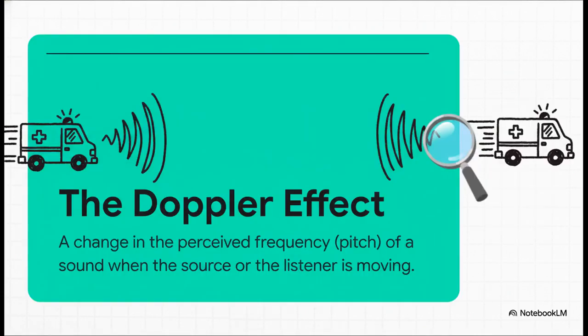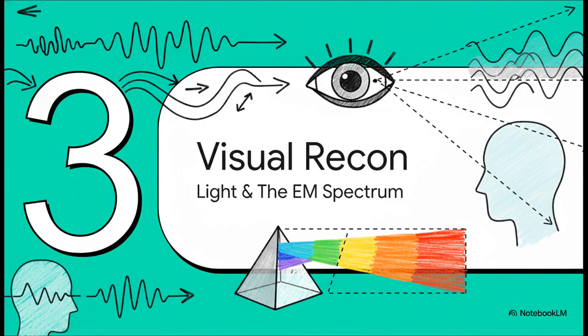I guarantee you've experienced the Doppler effect. It's that classic sound of an ambulance siren. As it's racing towards you, the pitch sounds really high, right? That's because the sound waves are all getting squished together. But the second it passes you, the pitch drops way down. That's because the waves are now being stretched out. That change in pitch, that's the Doppler effect. Okay, we've covered what we can hear. Now, let's switch gears to what we can see.